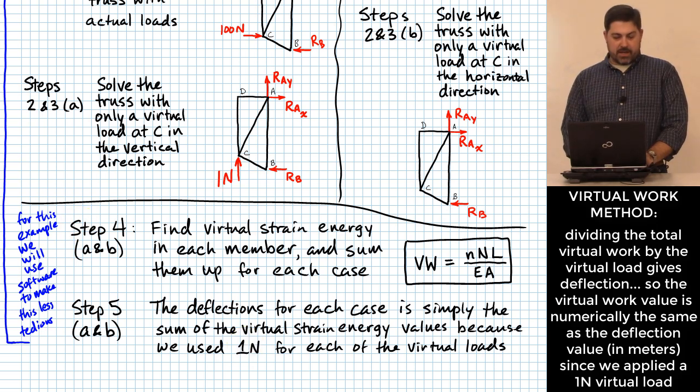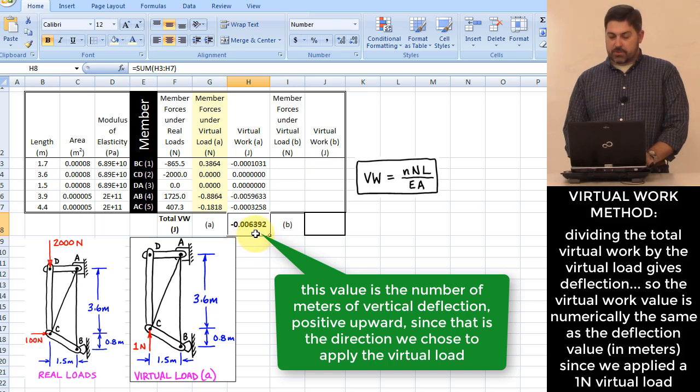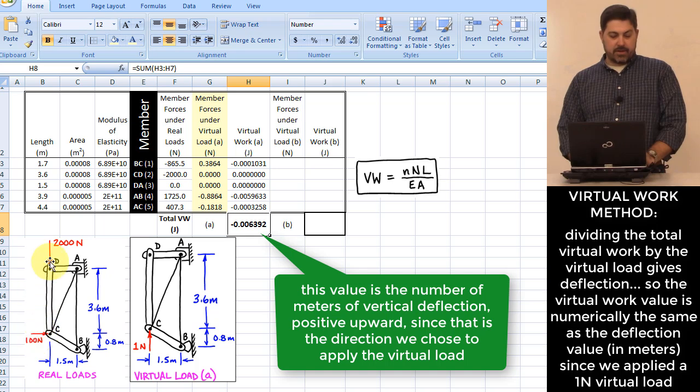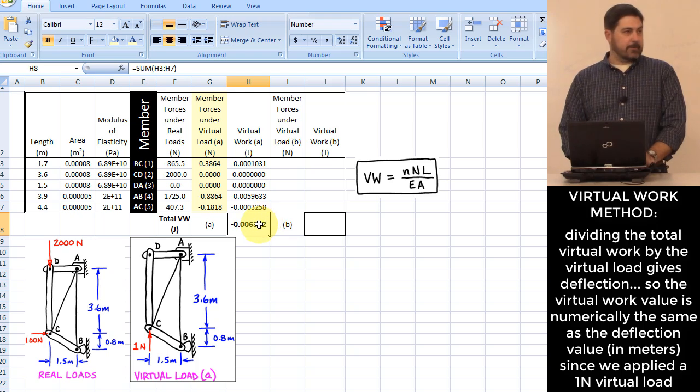So essentially what I'm saying here is that this value of 0.006392 is the number of meters of deflection that happens at point C in the upward direction, right? What does the negative sign mean? It means it actually goes downward, which kind of makes sense based on the directions that the original loads were being applied, right? Wouldn't you expect point C to move downward in response to those loads? This loading scenario over here looks to me like it would push point C downward. So that makes me feel better there, okay?